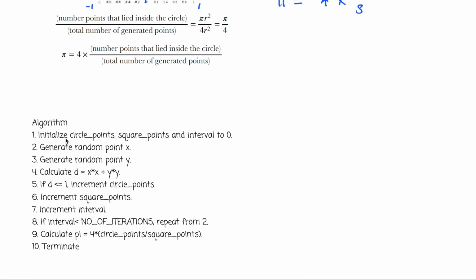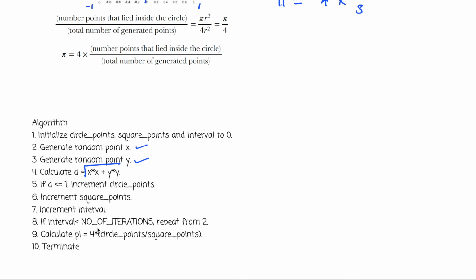So initially we will initialize the circle points, the square points, and interval equal to 0, and we will randomly generate an x value as well as a y value. Then we will calculate the distance equal to square root of x square plus y square. If the distance is less than or equal to 1, then we will increment the circle points because that point is lying inside the circle. Similarly, we will increment the square points because any point that is generated between -1 and 1 will be inside the square. Then we will increase the interval.